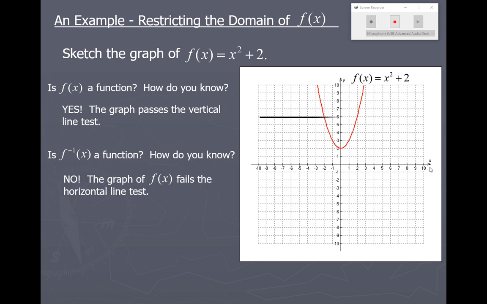Do you have to use the horizontal line test? No. You could go and find the inverse and look at it and see if it passes the vertical line test. Oops, I jumped on you there. So I'm not saying the horizontal line test is unnecessary. It's just a shortcut that you don't necessarily have to use.